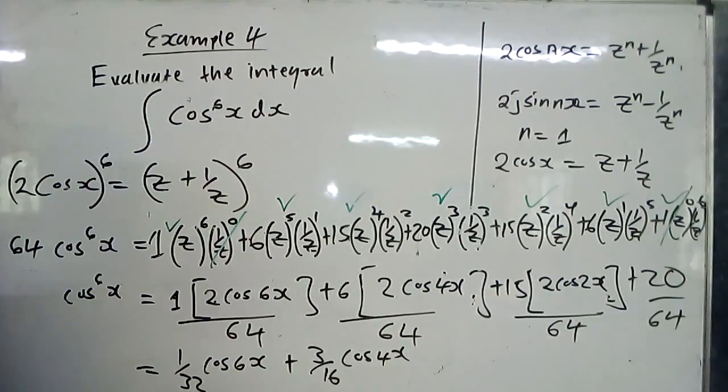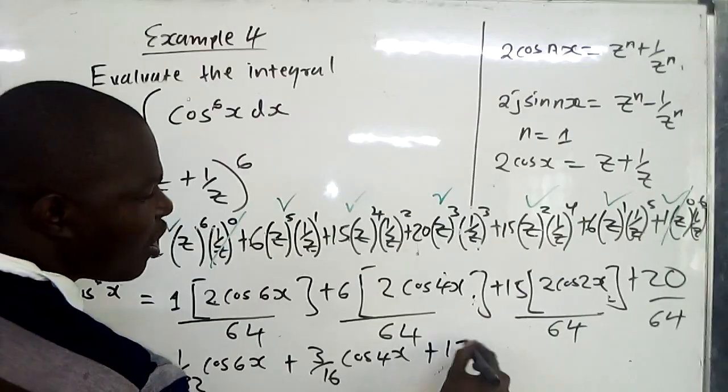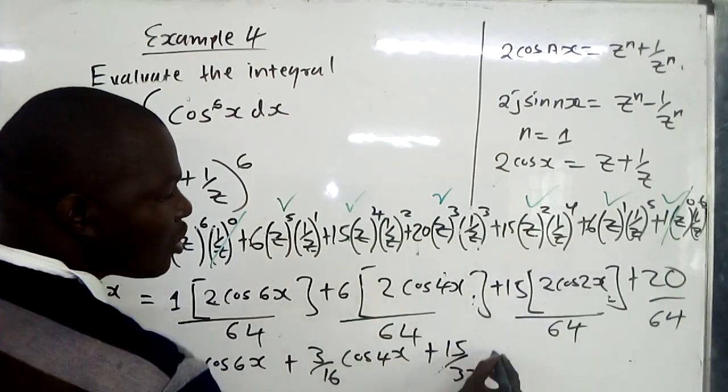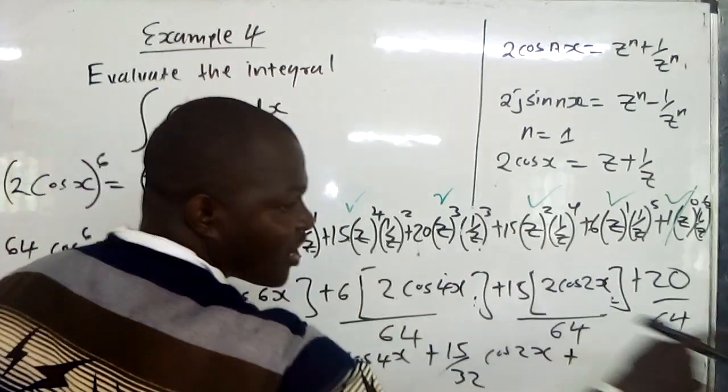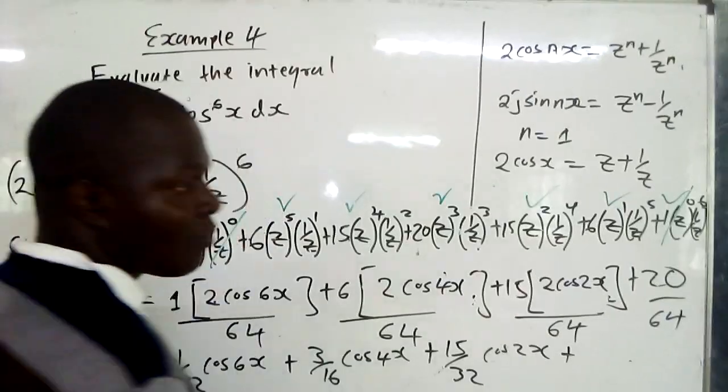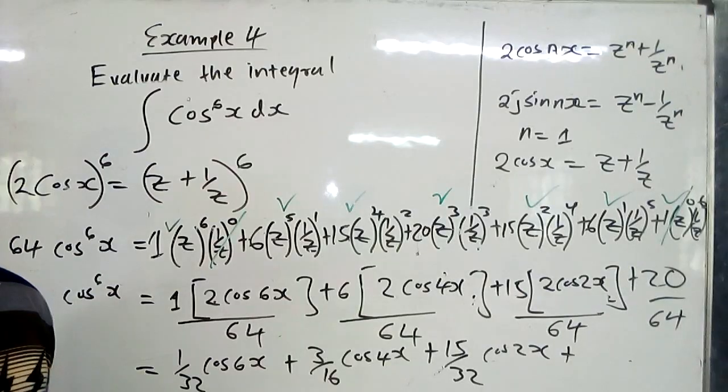15 times 2 divided by 64, you get 15 over 32, then cos 2x, isn't it? Are we together there? Then you move to the next one, 20 divided by 64, you get 5 over 16.